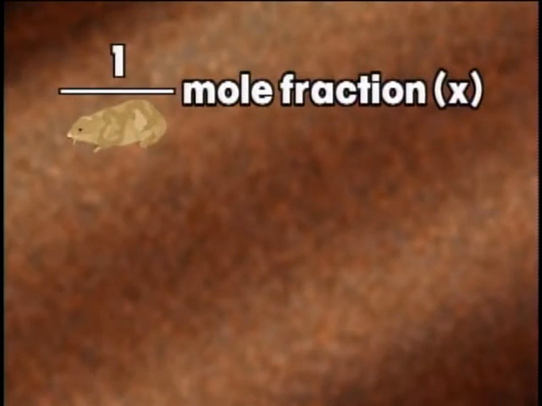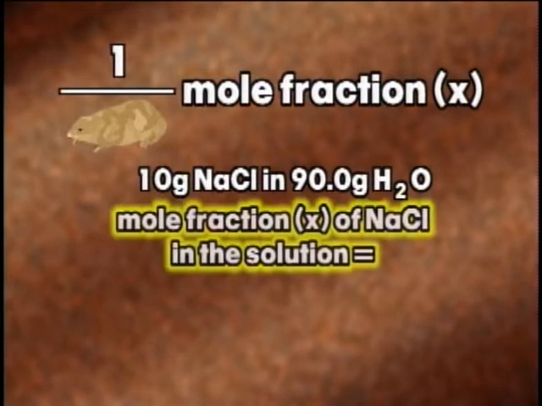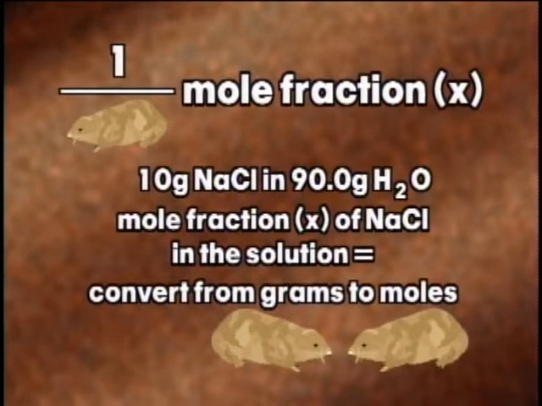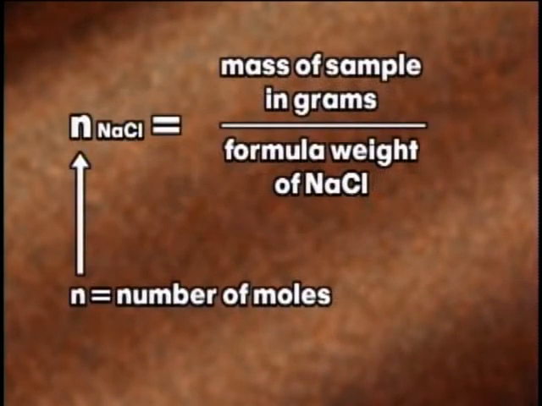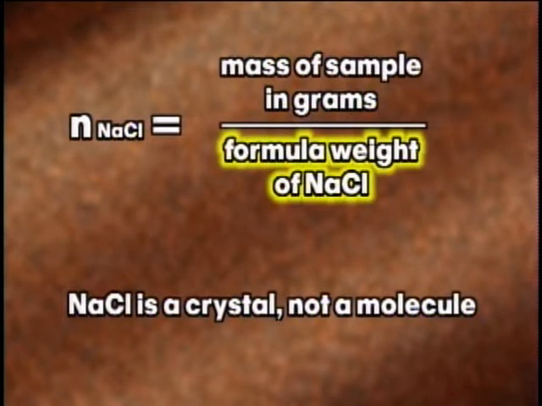Here's an example of how to find the mole fraction. We'll go back to the example we just did with 10 grams of sodium chloride in 90 grams of water. To find the mole fraction of NaCl, or salt, in the solution, we first have to convert from grams to moles, of course, because mole fractions are measured in moles. We'll convert from grams to moles using the simplified version of the conversion equation we talked about earlier. That's the mass of the sample, 10.0 grams, over the formula weight of NaCl. Now remember, we use formula weight for NaCl because it is a crystal, not a molecule.